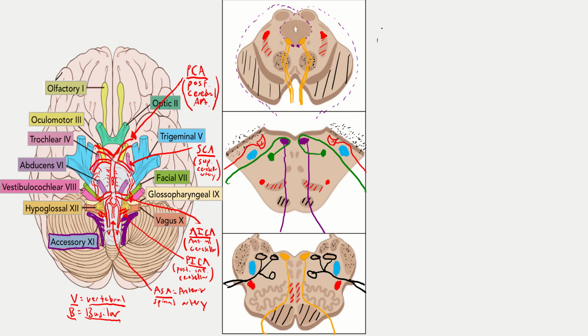All right, so let's kind of go through this. So the midbrain, there's a couple different lesions that you can get. The first lesion we're going to go through is going to be Weber. So what is Weber syndrome?